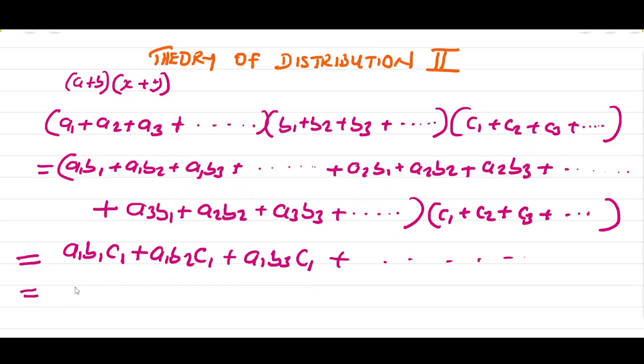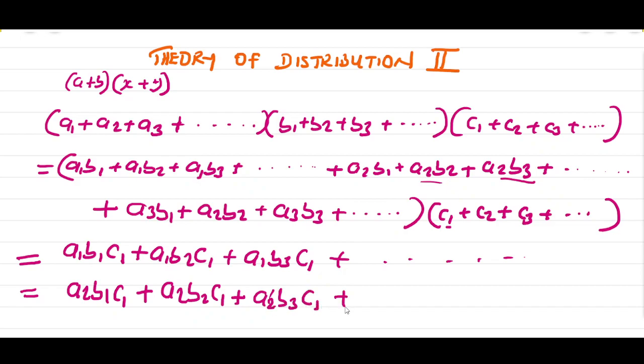So it will then be a2, b1 multiplied by c1, plus a2, b2 multiplied by c1, and then we'll be having a2, b3 multiplied by c1. This process will continue, and then we now form the ones with c2.